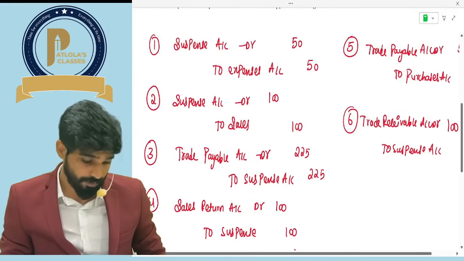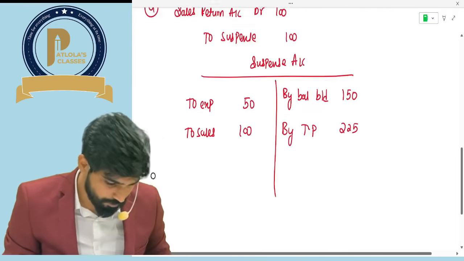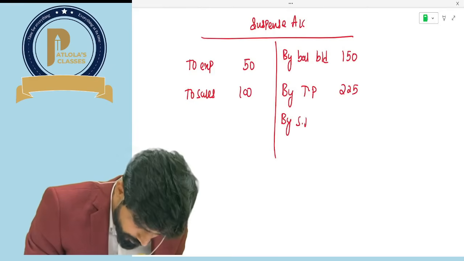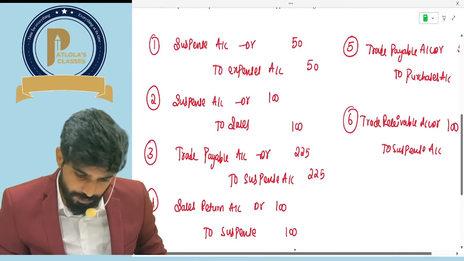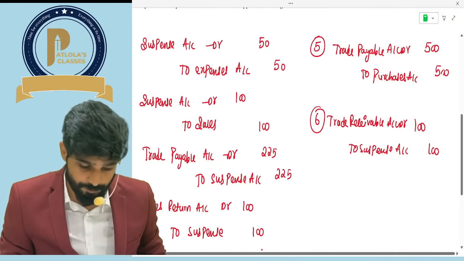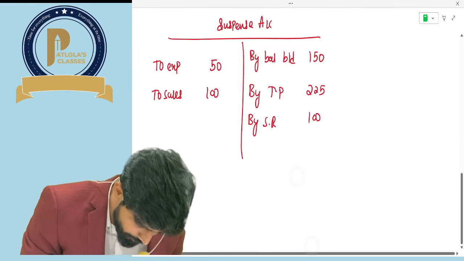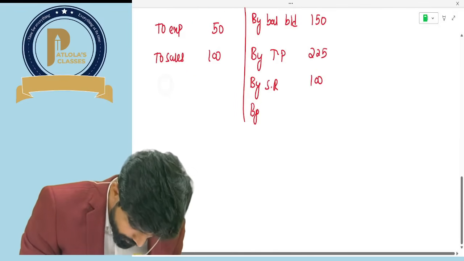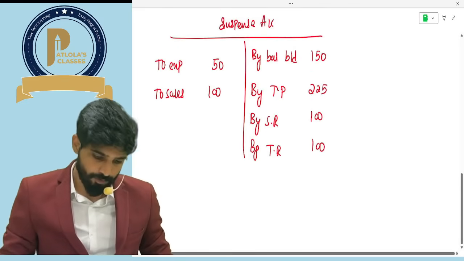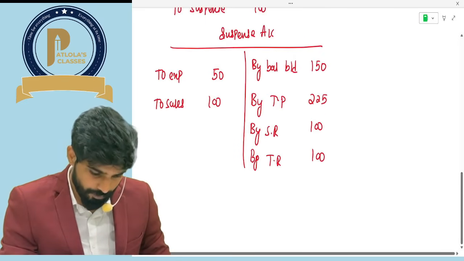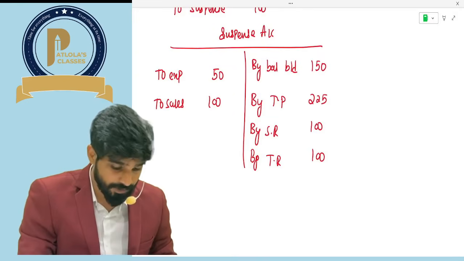Next, coming to the fourth one, sales returns account debit to suspense. In suspense account, by sales returns. How much is the amount? 100. Next, coming to the fifth one, trade payable to purchases. So there is no suspense. Coming to the sixth one, trade receivable to suspense. In suspense account, by trade receivable. How much is it? 100. So if you check the balance, it is 100, 200, 425, 425, 475, 575 minus 150.